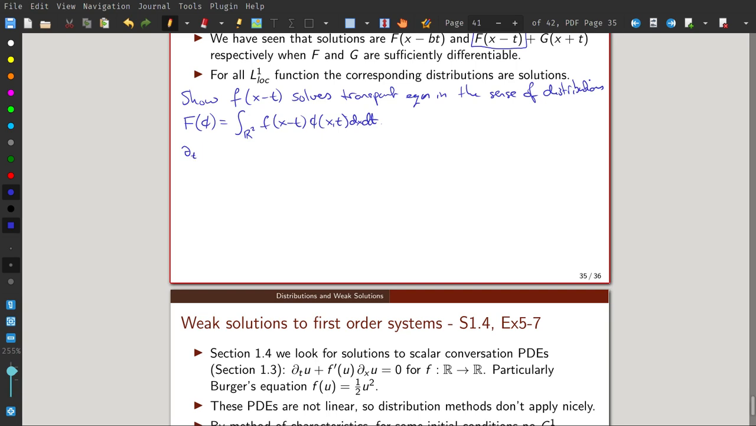So we should calculate the transport operator applied to F. And how does this distribution act on any test function phi? Well, by definition, this is F acting on negative t derivative of phi, negative x derivative of phi. And then by the definition of the corresponding distribution, this is the integral over R squared of f of x minus t, and so on.